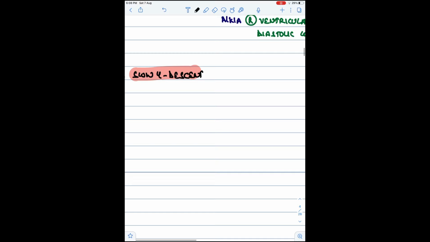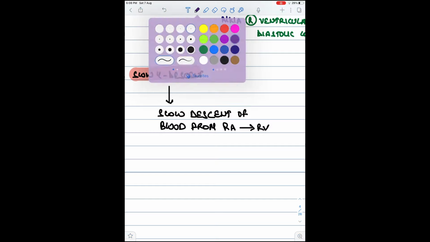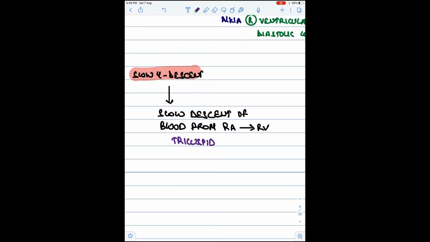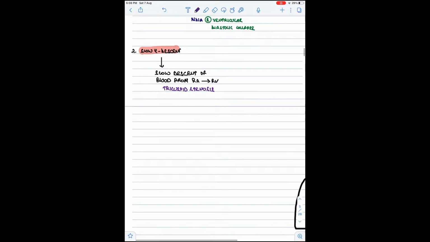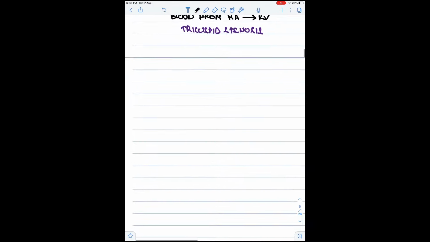Sometimes the Y descent can be slow. There is a slow descent of the blood from the right atrium into the right ventricle. The blood from the right atrium goes into the right ventricle very slowly. It occurs because of the stenosis of the tricuspid valve. As the tricuspid valve is stenosed, the descent of the blood from the right atrium into the right ventricle is slowed down.